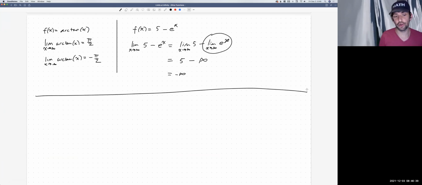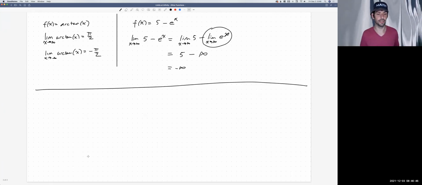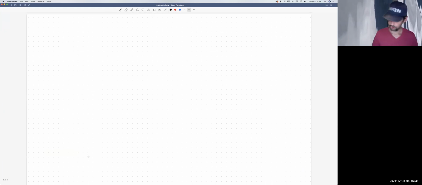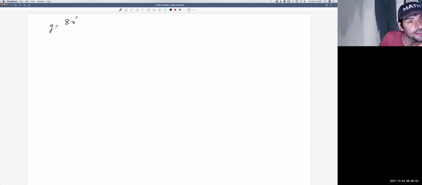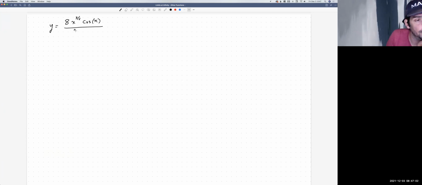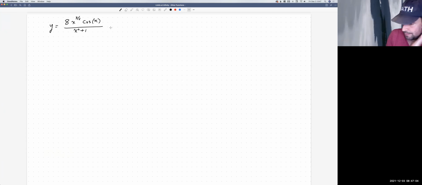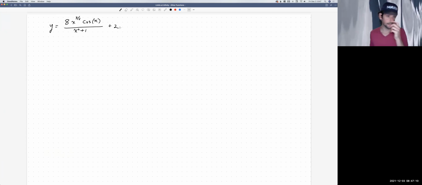All right, let's do one more interesting one. Here's a much more complicated function. Let's get a whole page for this. So we've got y equals 8x to the 3/2 cosine of x over x squared plus 1, and then adding 2 to it. Okay.